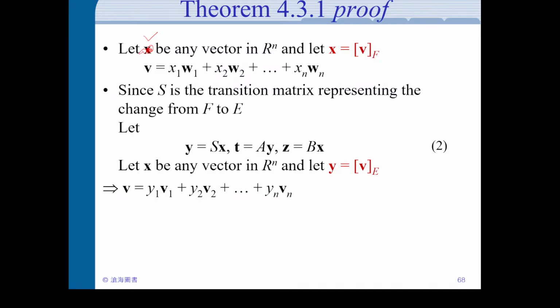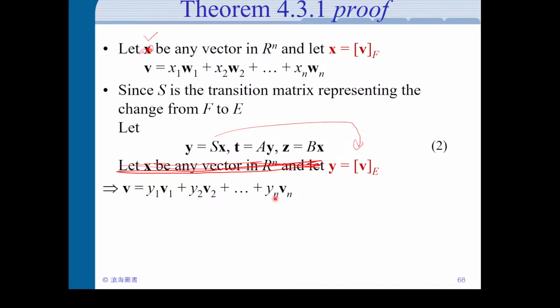I guess here the writing is weird, so basically we write down the thing. Because S is a transition matrix, we know that this y vector will be the coordinate with respect to E. Okay, so from y equal to S x, we get this thing. And so v is this thing.